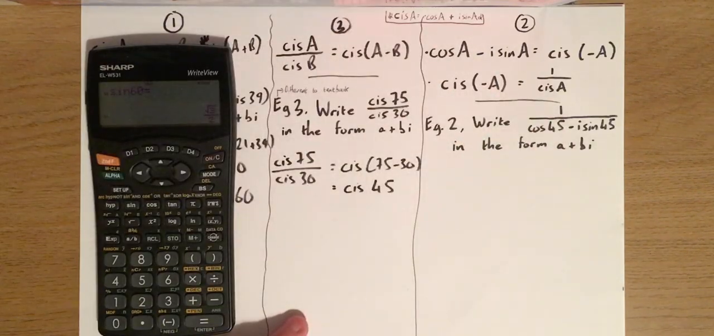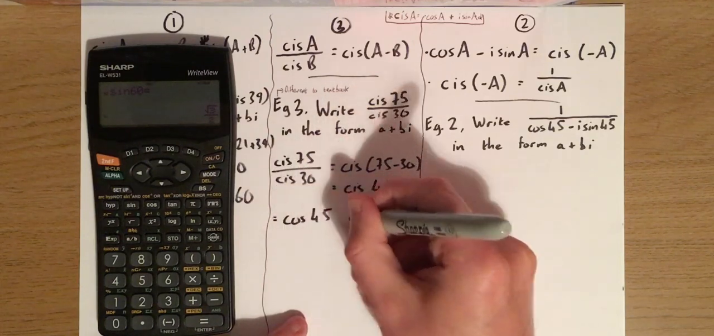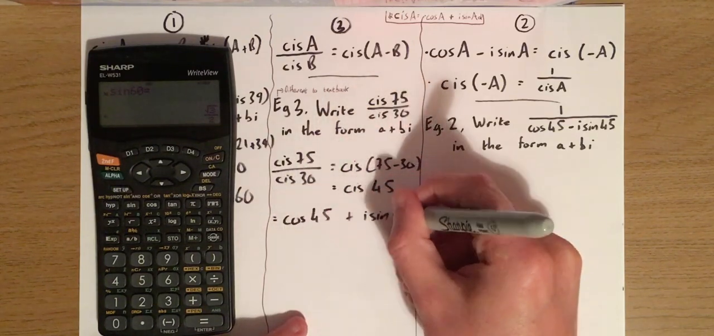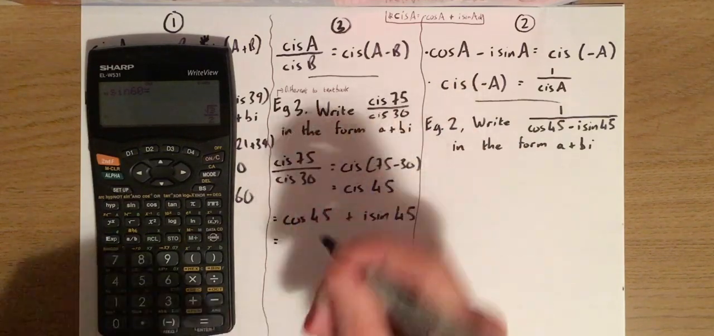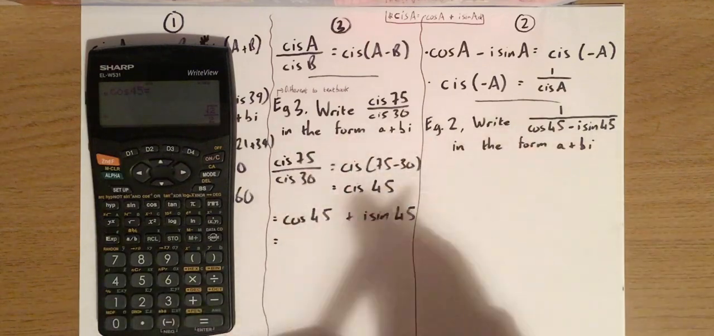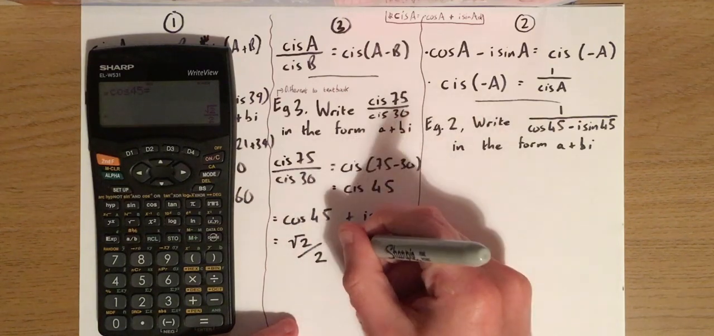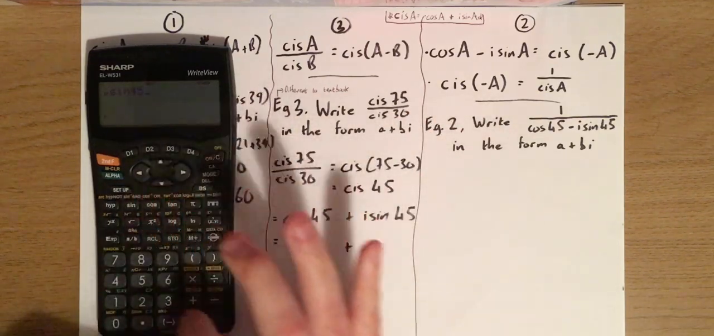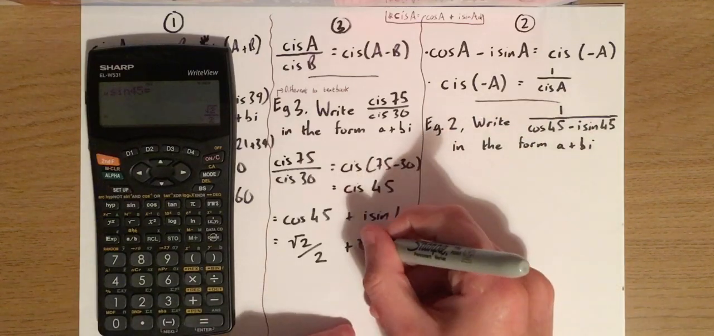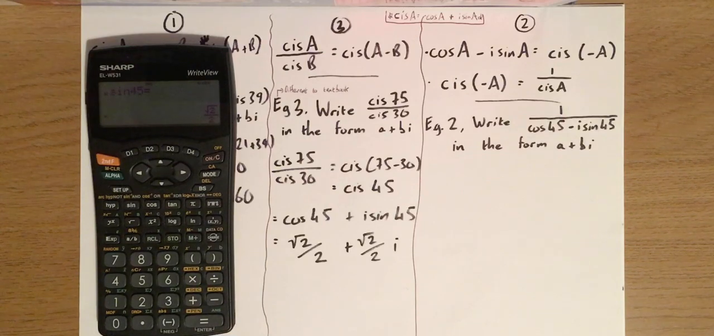To change that into rectangular form then, just write cis out in full. So it's cos 45 plus i sine 45. That's equal to cos 45, which is root 2 over 2, plus the sine of 45, which is also root 2 over 2, i. Okay, root 2 over 2 is also 1 over root 2, but writing it in that form is fine as well.